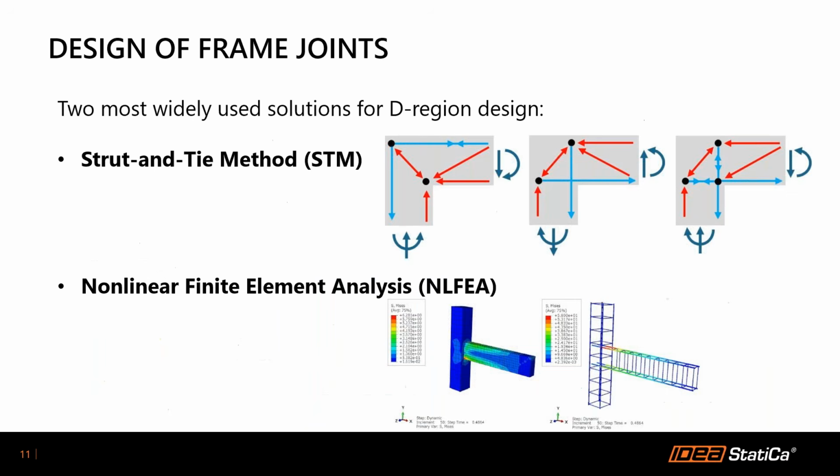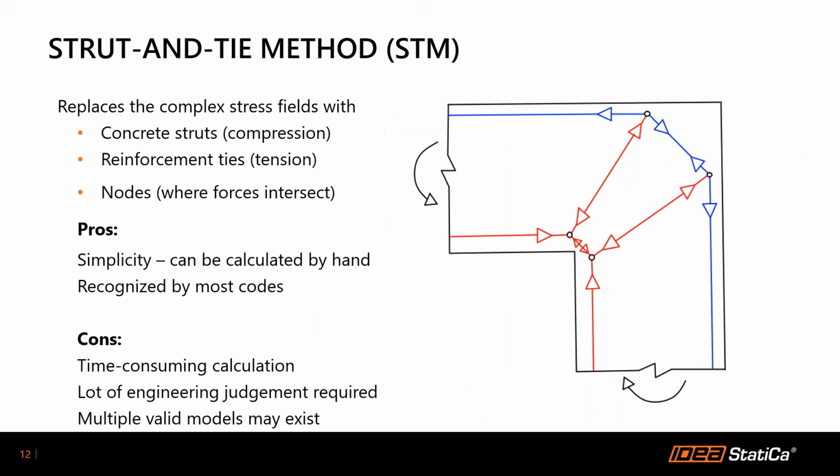How are discontinuity regions typically designed? One widely used approach is the strut-and-tie method, and another one is nonlinear finite element analysis. Let's talk about these most widely spread methods. The strut-and-tie method replaces the complex stress fields that appear in concrete structures with concrete struts, which are in compression, and reinforcement ties. Those are the ones that are in tension.